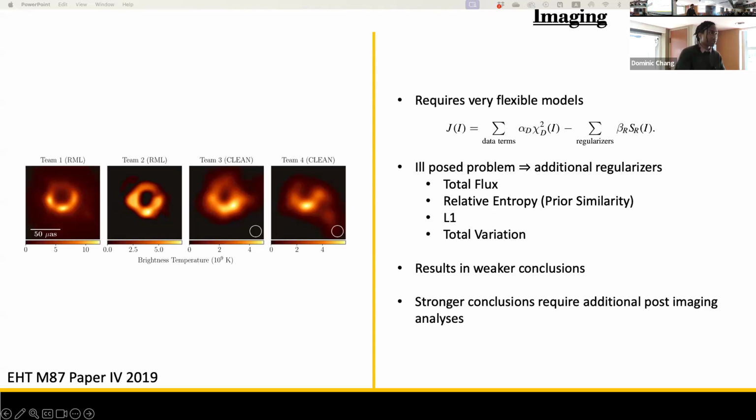But whenever you take this approach, the result is that you typically end up making weaker conclusions. At the end of the day, you just get an image. You can clearly make some conclusions from this image. We look at it, we see these different methods, and they all have a dark central depression. They have a ring, so we can say from the imaging methods that we see a ring, for example. But if you want to make stronger conclusions, like measuring the diameter of the ring or the image asymmetry of the ring, there needs to be some post-imaging analysis that's done.